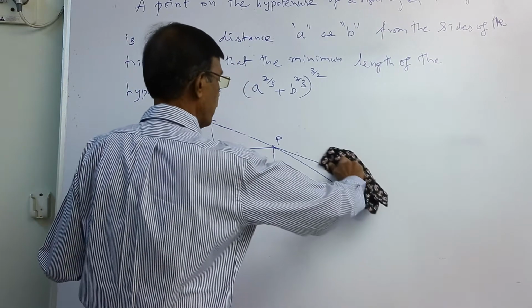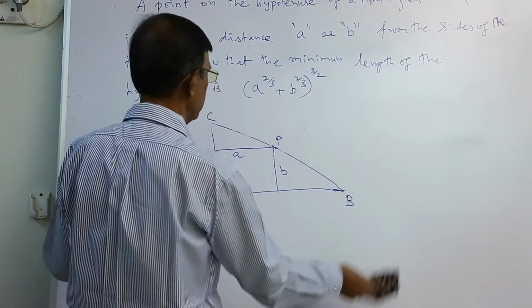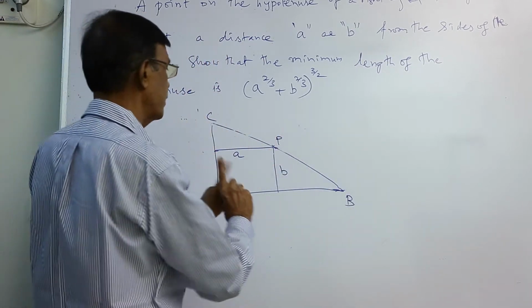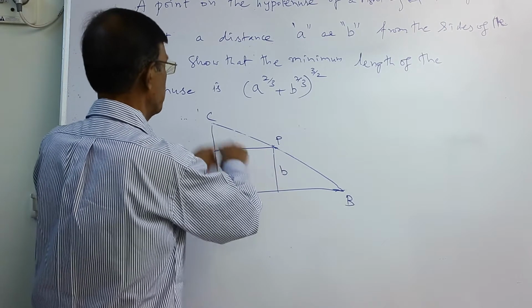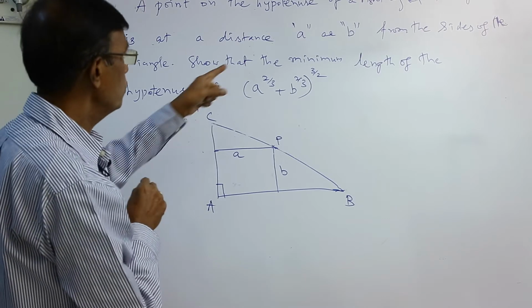But the point P can be anywhere. That is also not given. The only thing is that the distance is B and the distance is A. Now comes the other part. Now, the minimum length of the hypotenuse.